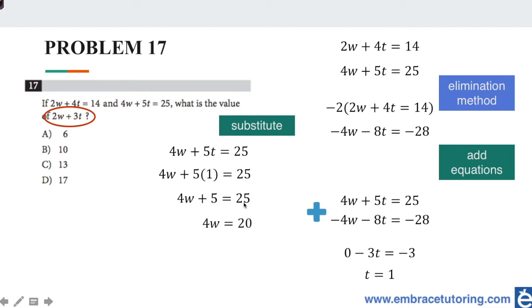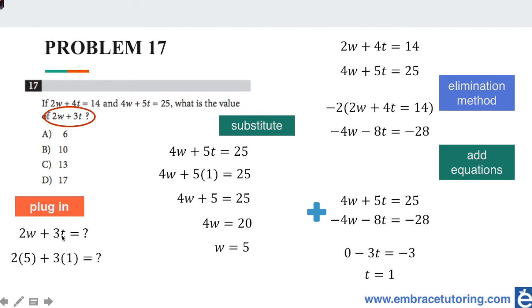Subtract 5 from both sides. I get 4w equals 20. Then divide by 4. I get w equals 5. Remember, I'm not quite done yet because I have to remember what initially I needed to solve for. So I'm going to plug both of these values in to get 2w plus 3t will equal 2 times 5 plus 3 times 1, which will give me 10 plus 3 equals 13 overall. So 13 will be the answer to number 17, making C your best answer.